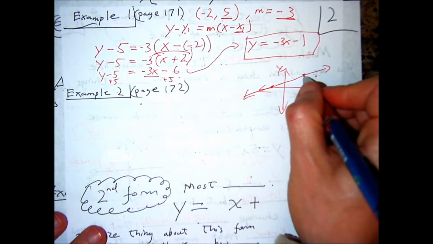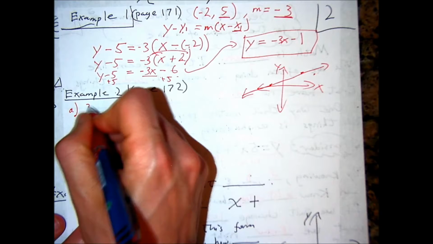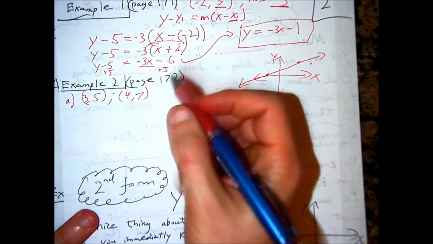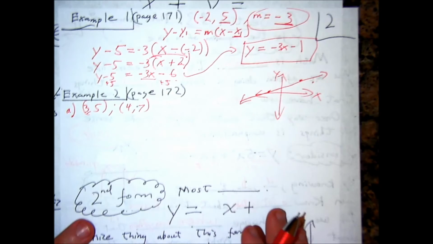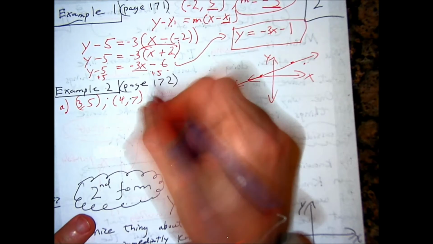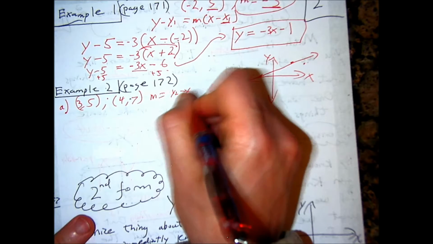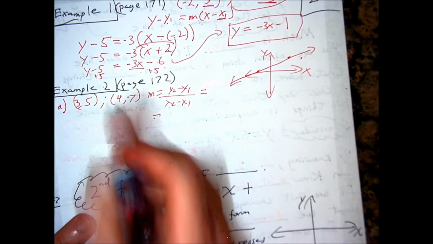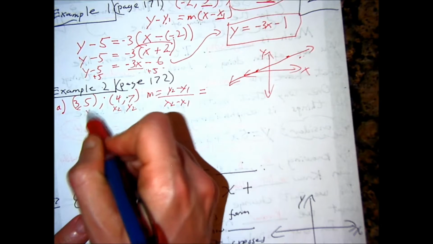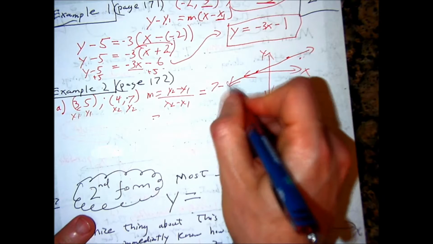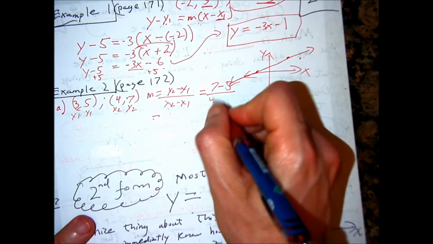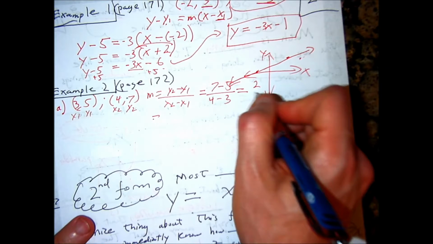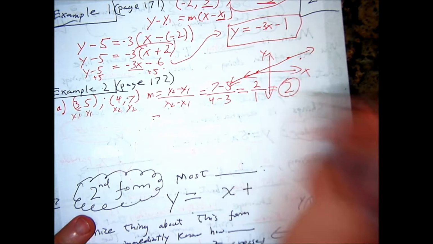So if I have 2 points, let's say example 2, part A, they give me (3, 5) and (4, 7). Well, this is called point slope form. So they didn't give me the slope, but there's a way to find it, right? What's the equation for slope? m is equal to y2 minus y1 over x2 minus x1. So we just plug in. This will be my y2, this will be my x2, this will be my y1, this will be my x1. So 7 minus 5 over 4 minus 3. 7 minus 5 is 2, last time I checked, and 4 minus 3 is 1, so the answer is 2. So the slope is 2.